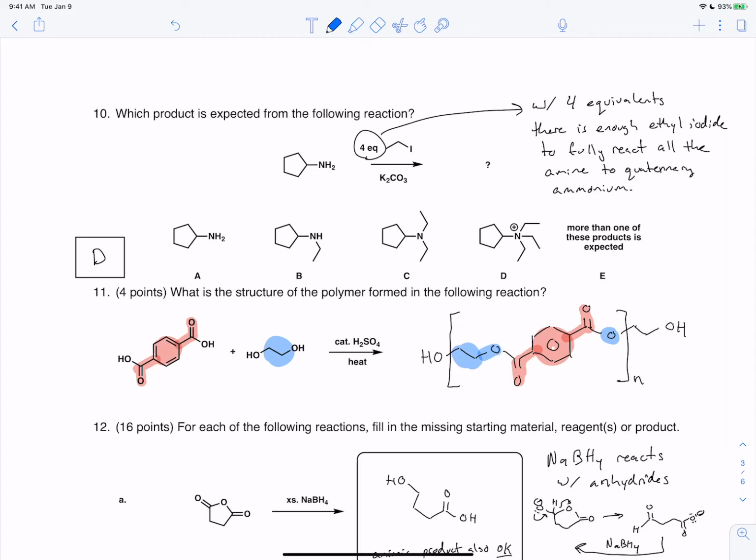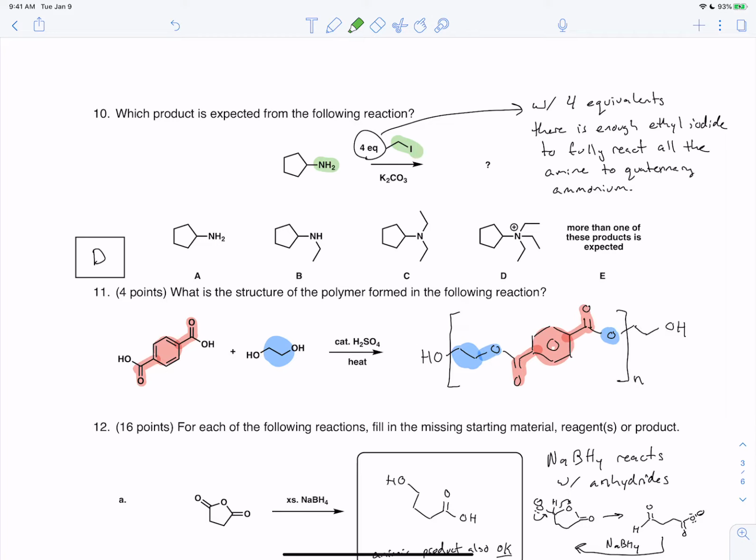So 10 is a question that requires a little bit of thought, because our first inclination is that whenever we have a primary amine and we're reacting it with an alkyl halide, we're going to get mixtures of products. And that's because whenever we try to selectively make something like a secondary amine or a tertiary amine, we end up having over-alkylation problems. But this is a specific scenario where we end up with a whole lot of this ethyl iodide molecule.